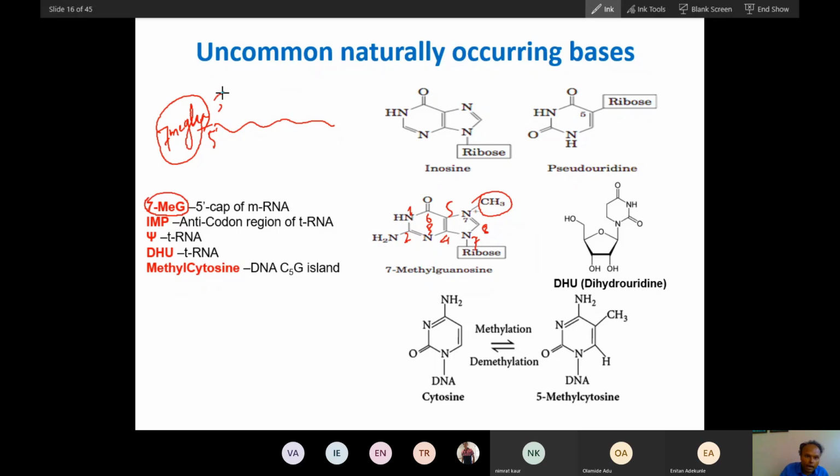It is called the 5' cap of mRNA. So we will see about this also in a short while.